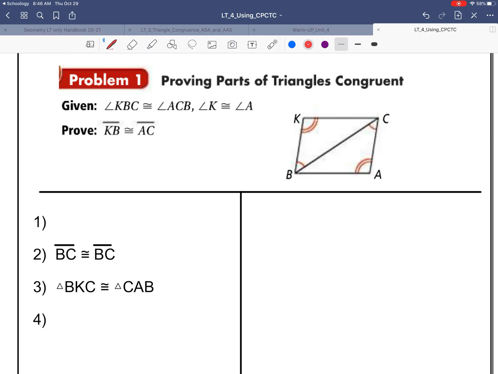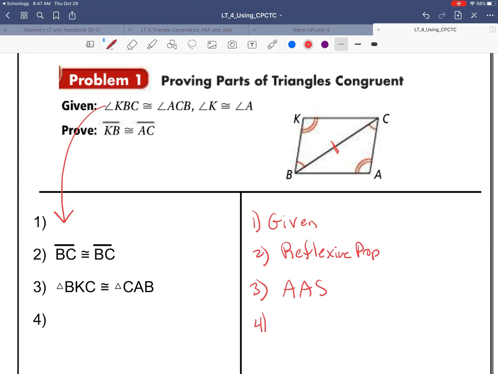So let's look at this proof. We've got the given. I'll do the lazy man given. And we know that that is because of given. Is it marked on the diagram? Yes. BC is congruent to BC because of the reflexive property. Now, looking at the diagram, I have everything marked. Do we have enough to say by a shortcut that the two triangles are congruent? Yes. Which method are we using to prove triangles congruent? We've got angle, angle, side.